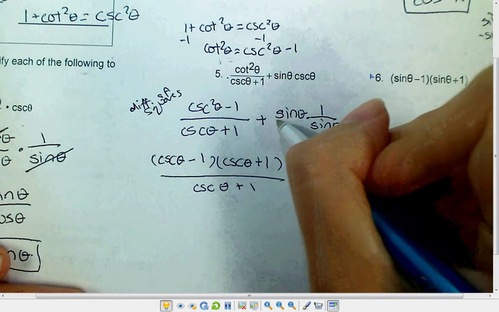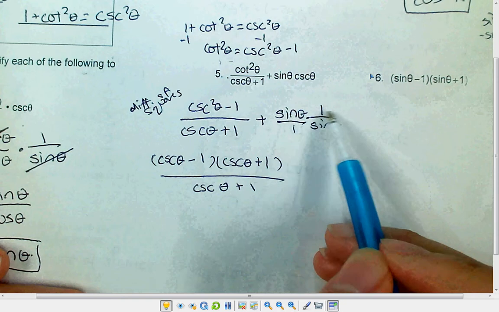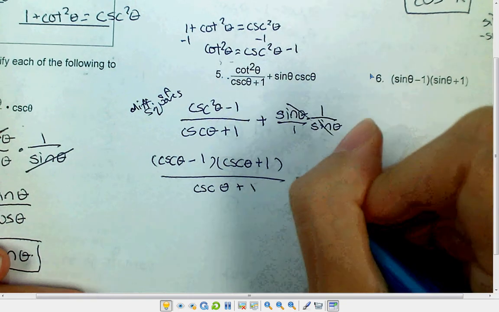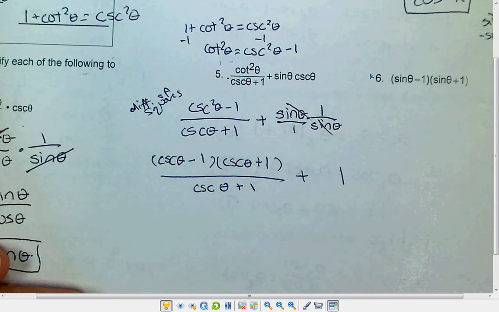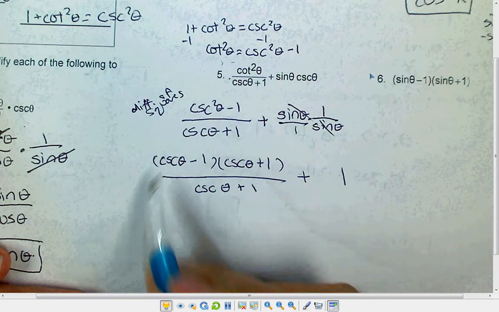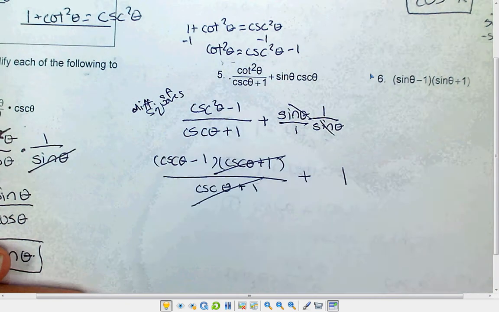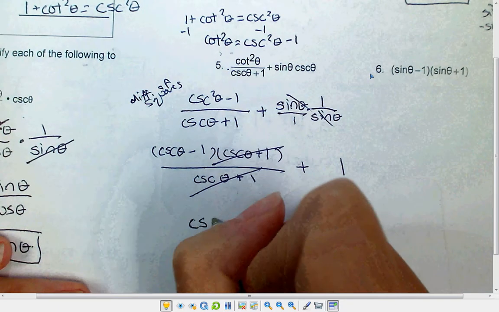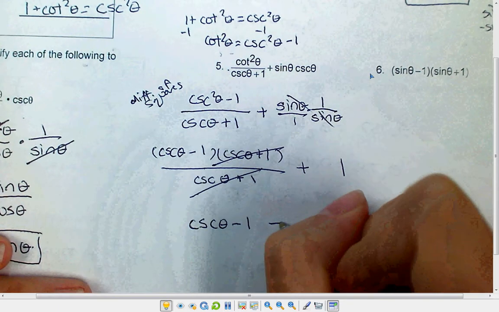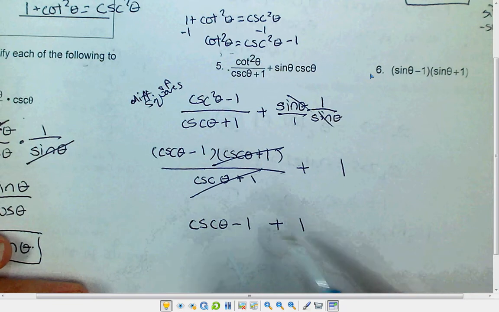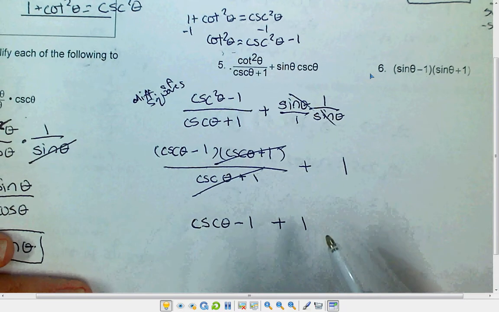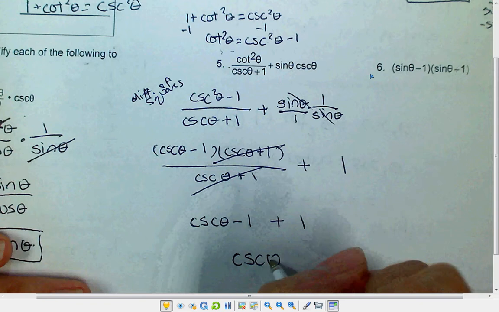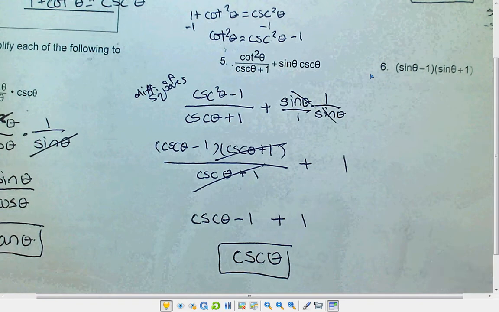And over here on this side, my sine over sine cancel each other out, so this is just leaving me with 1. As I can tell over here, my cosecant plus 1 are going to cancel each other out. So I'm just left with cosecant minus 1, and then I have this plus 1 over here. The minus 1 and the plus 1 are going to add up to 0, which just leaves us with cosecant. So that's one term, so that could be our final answer.